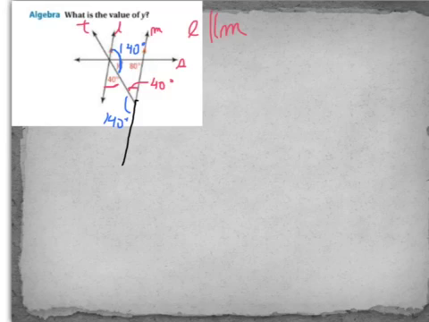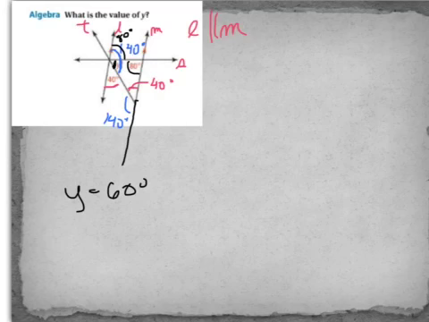But what we know from looking at transversal S, this angle is congruent to this angle because they're alternate interior. So that piece is 80, which means we're left with 60 degrees. So y, again, is 60 degrees. So there's multiple ways that you can solve this, many different ways that you can look at it, but those are a few.